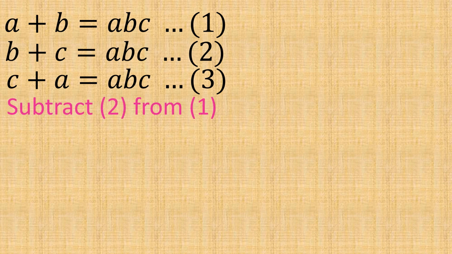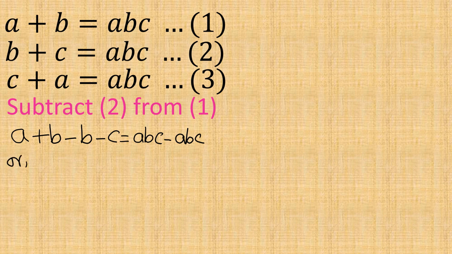At first, subtract 2 from 1. Then we get A plus B minus B minus C is equal to ABC minus ABC, or B and B should be cancelled. A minus C is equal to 0. Therefore, A is equal to C.